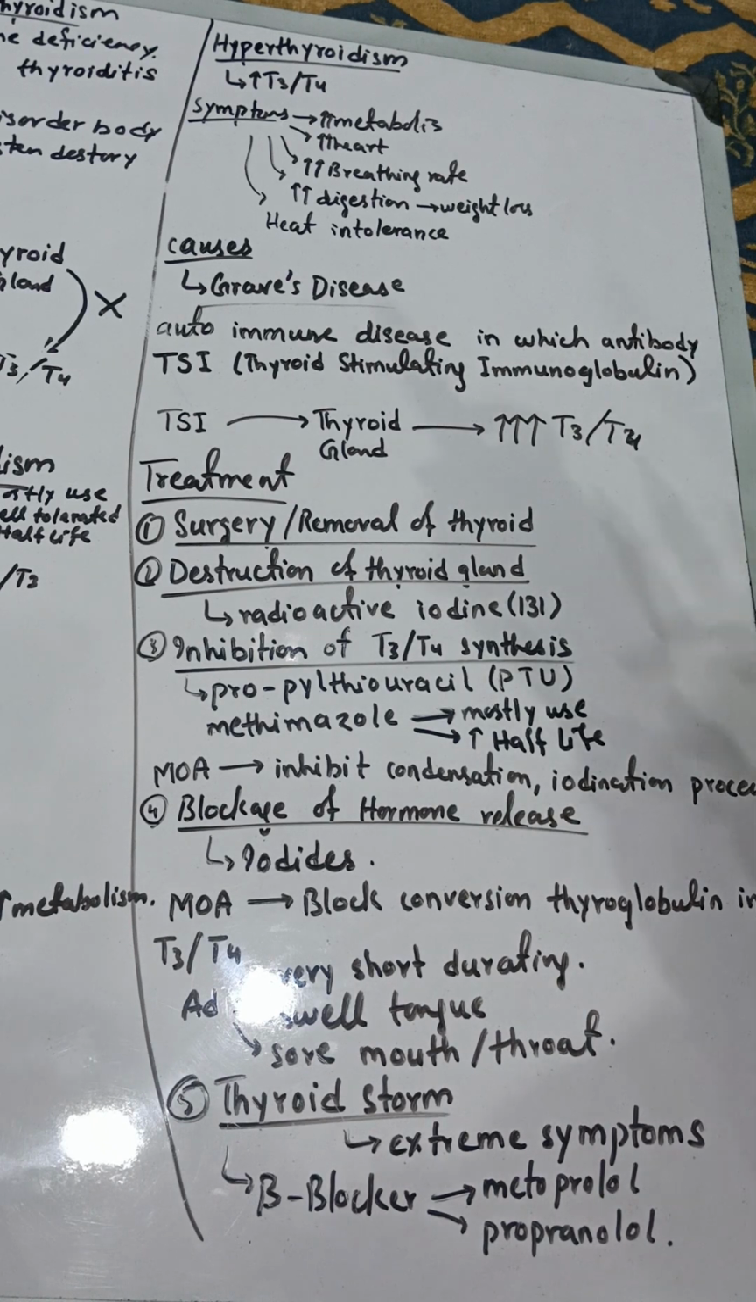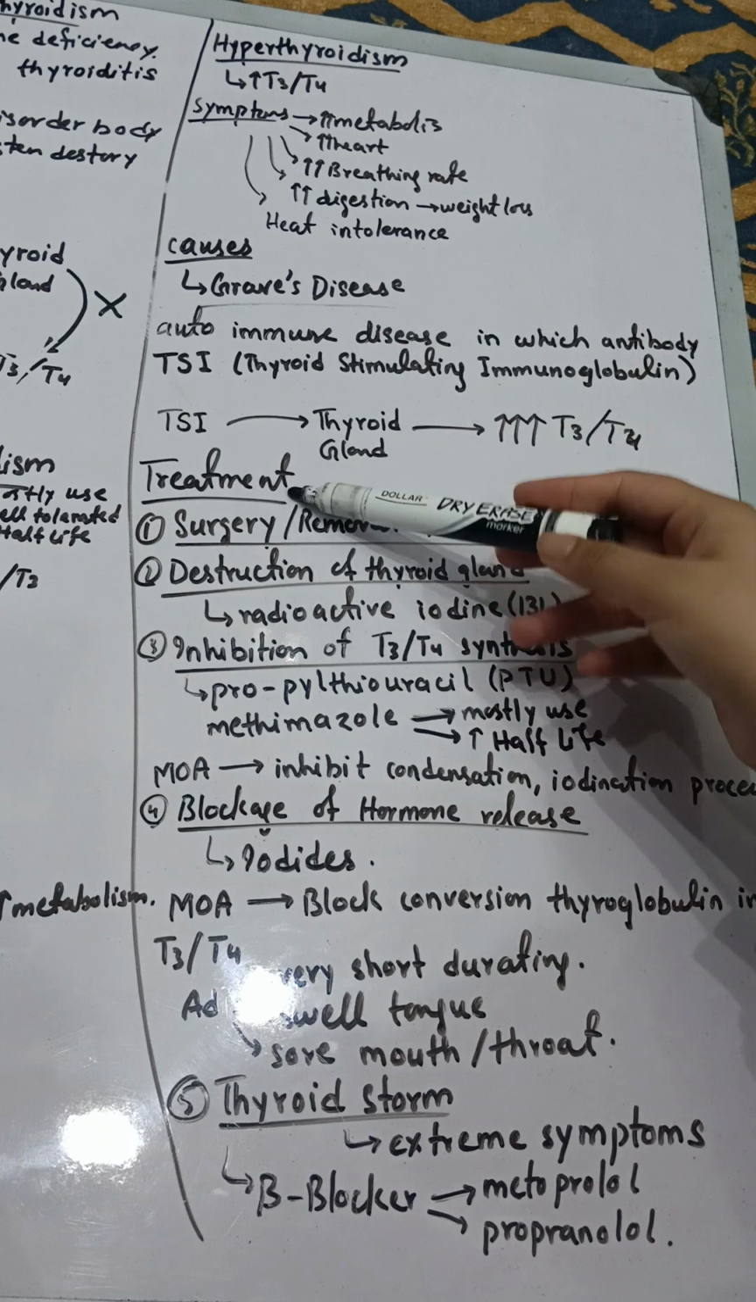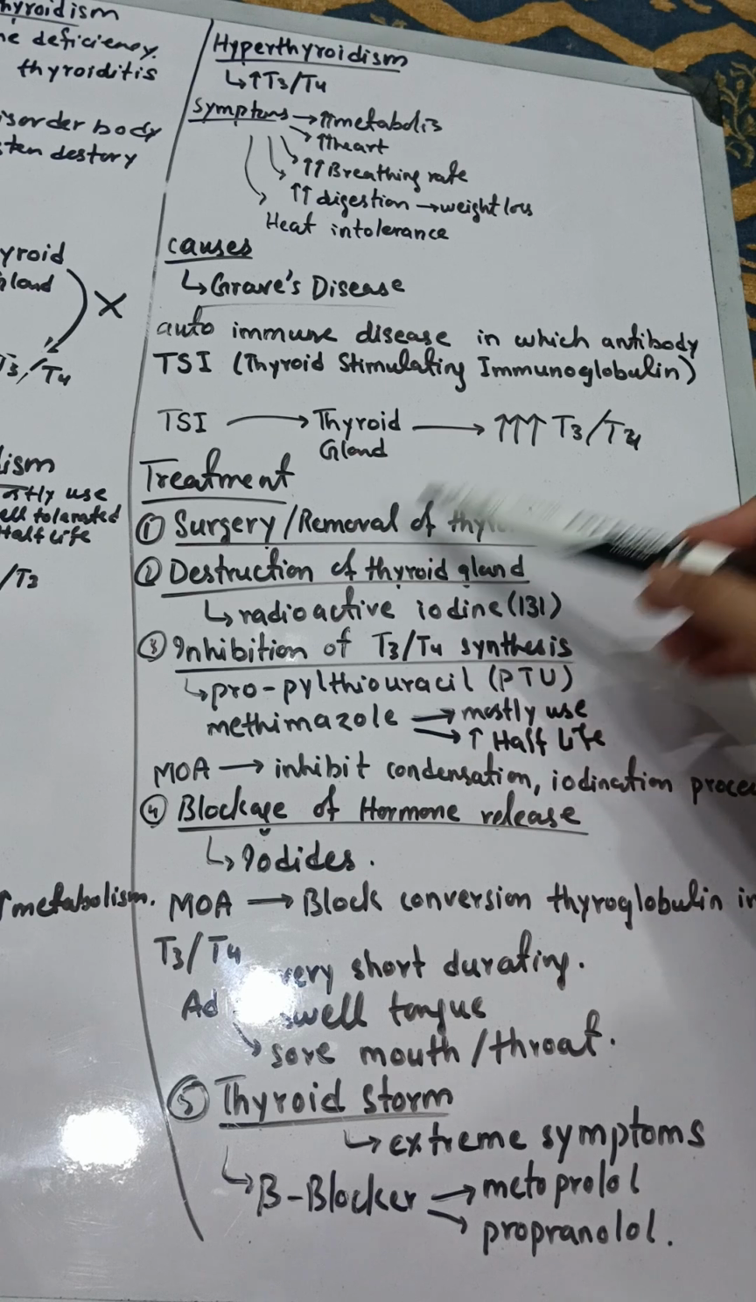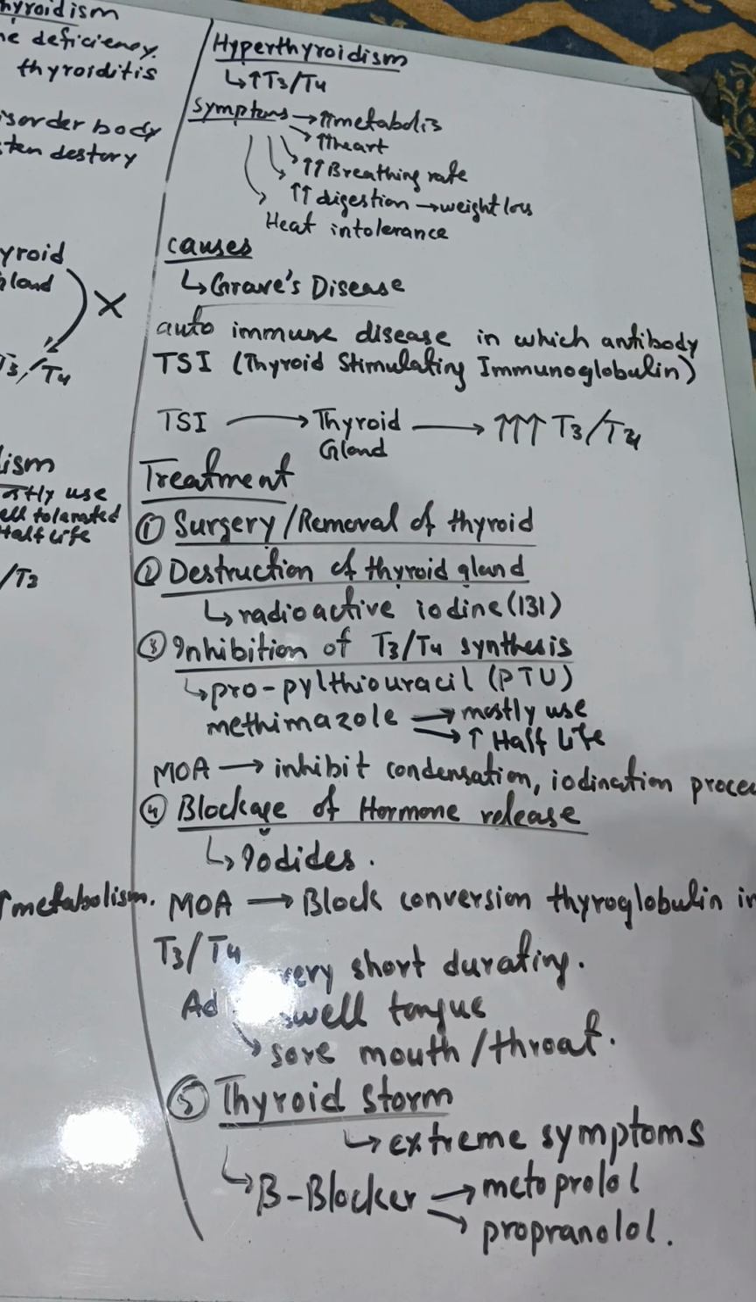Due to this, Graves disease happens to them. Now how will we give treatment to them? The first treatment is to surgically remove the thyroid gland. Once the thyroid gland is removed, they will never feel Graves disease or hyperthyroidism.